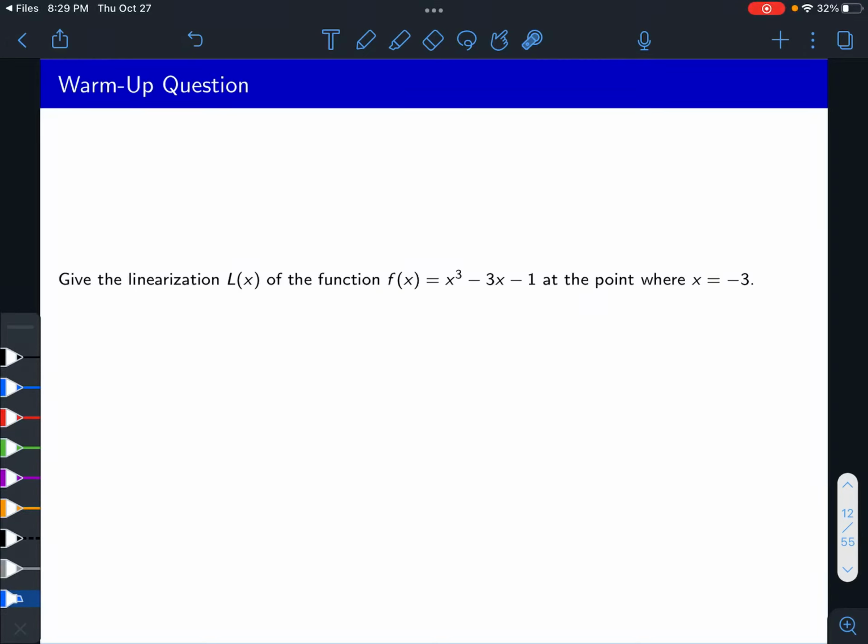This next section uses the linearization of a function, the tangent line, a lot. So I'm going to start you off with a warm-up question of just finding the linearization of the function x cubed minus 3x minus 1 at the point where x equals -3. So pause the video, give this a shot, and come back.